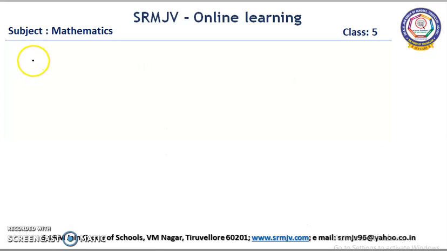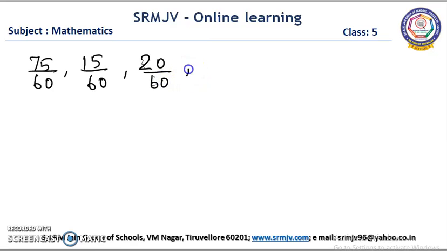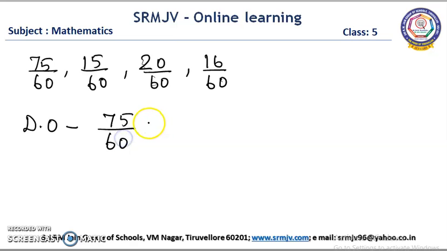Okay. Now we got the fractions 75 by 60, 15 by 60, 20 by 60 and 16 by 60. Now these fractions are like fractions, so we are going to compare the numerators. Here 75, 15, 20 and 16. Which is greater? 75 is the greatest. Now we are going to arrange the fractions in descending order. So 75 by 60 is the greatest one.